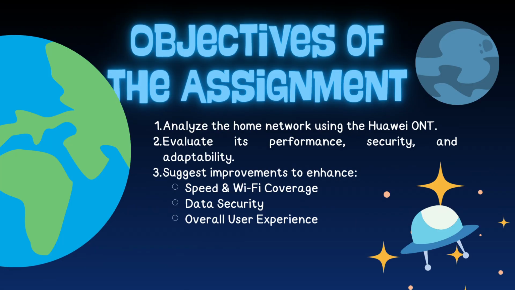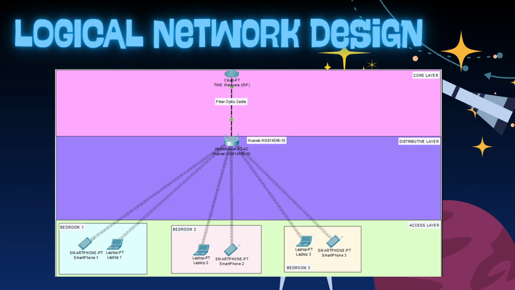Okay. Next is the objectives of the assignment. Firstly, to analyze the home network using the Huawei ONT. Secondly, to evaluate its performance, security, and adaptability. And lastly, to suggest improvements to enhance speed and Wi-Fi coverage, data security, and overall user experience.